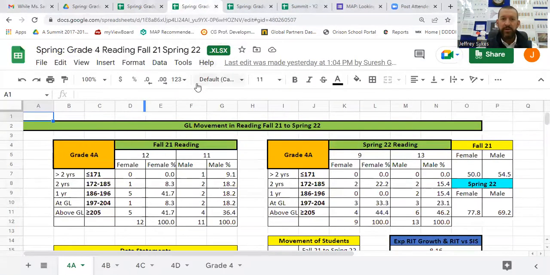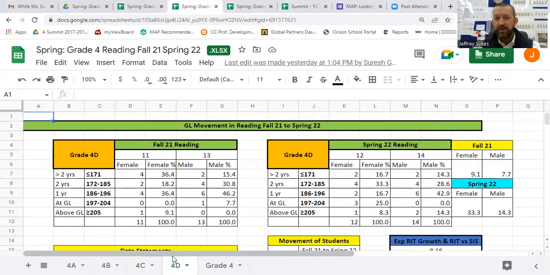And let's just look here. Just to show you that your sections are at the bottom. Okay, so you see 4A, 4B, 4C, 4D. So when you open one of these, you're going to find your sections at the bottom.